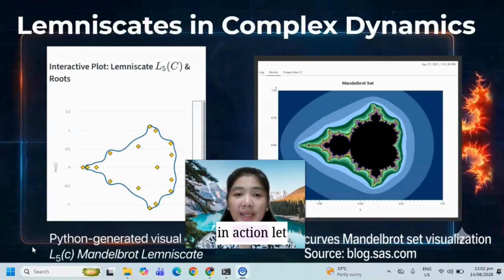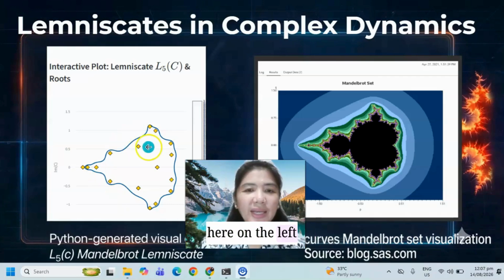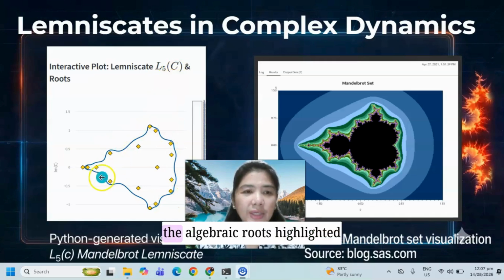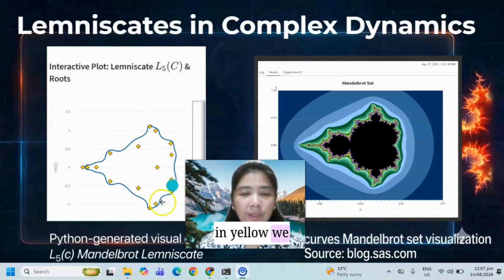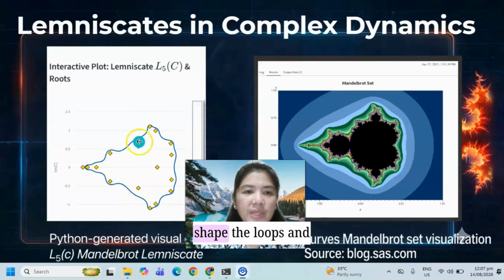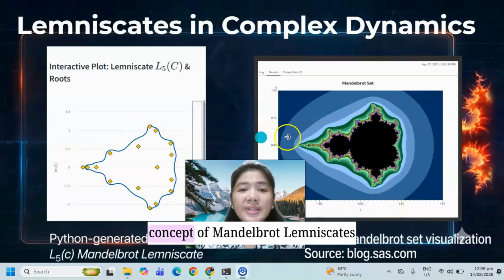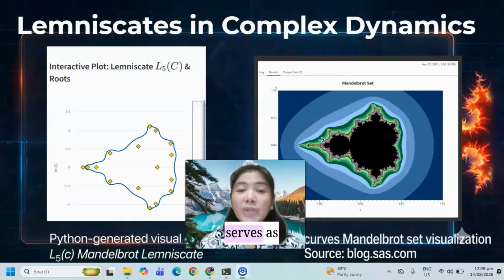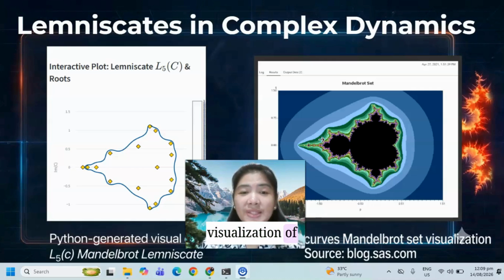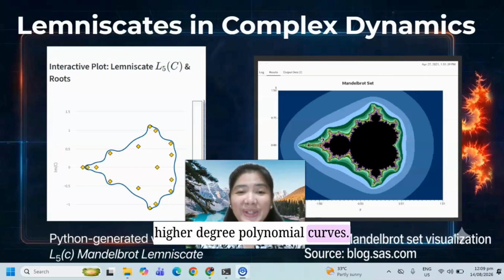To see these concepts in action, let us look again at how they manifest visually. So here on the left, we have the Python-generated lemniscate curve of L5 of C, featuring the algebraic roots highlighted in yellow. We got this by finding the roots of the lemniscate polynomial of L5 of C. And having these roots, we reveal the core centers that shape the loop. And here on the right, we just have the multi-level view. This concept of Mandelbrot Lemniscates serves as a powerful application and visualization of higher degree polynomial curves.